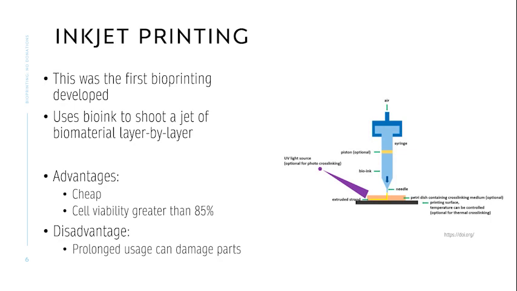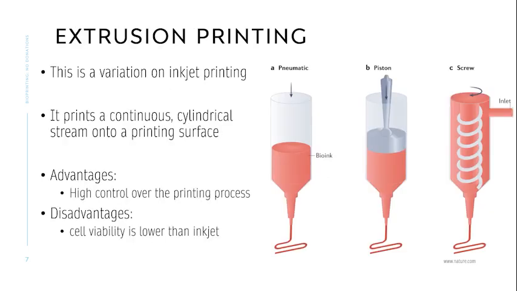Next is extrusion printing. Very similar to inkjet printing, it is similar in the way of how it creates layer by layer via nozzle, but is different in that it uses a continuous cylindrical stream onto a printing surface. This gives it a higher control over creation of the structure. A downside to this is it has lower cell viability than the inkjet method.